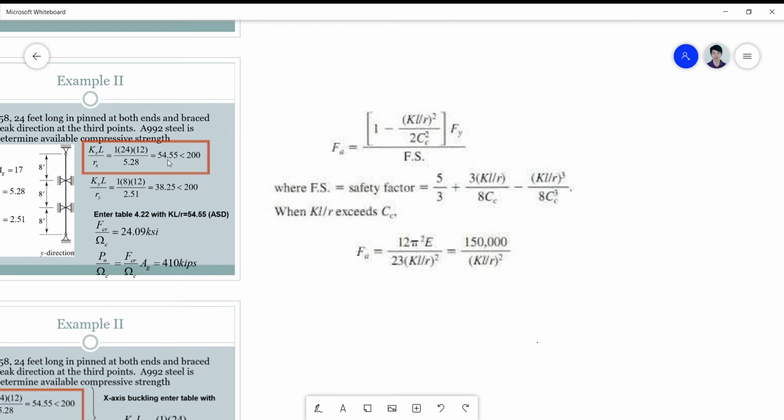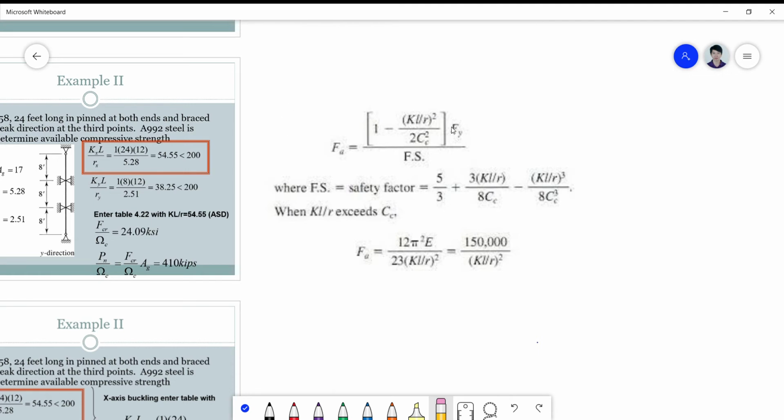Hello guys, today I will be doing the same problem, example 2, but this time we're going to use the allowable stress design method to solve the problem. Here, there's an additional equation formula I added to the lecture, and this formula is actually the ASD equivalent of the formula I presented in the recent lecture.